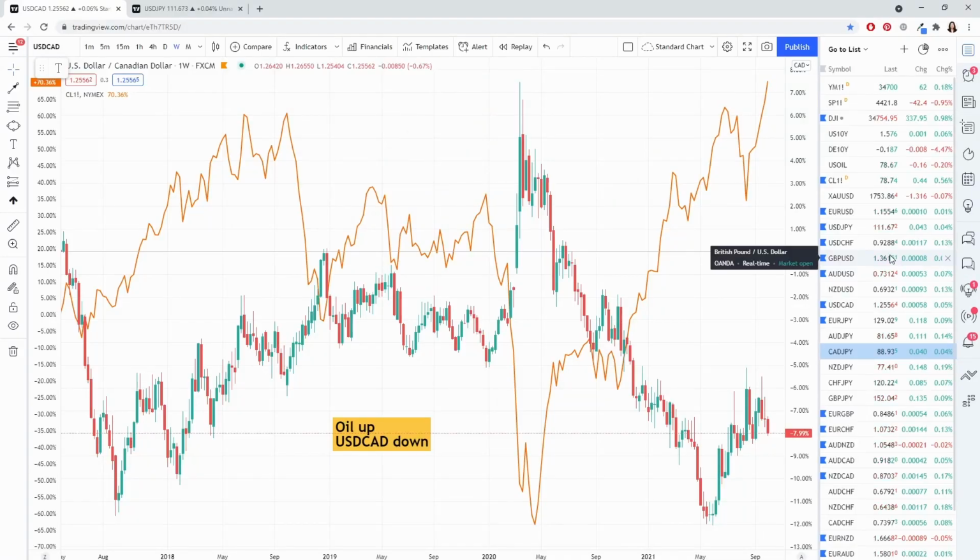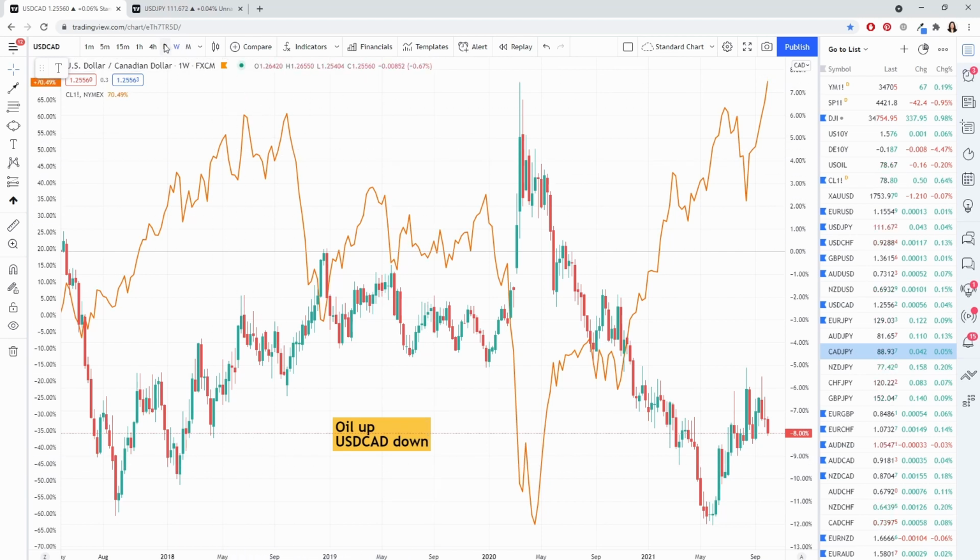In this weekly chart, you can see that there's a strong inverse correlation between oil and dollar CAD. This means that when oil is rising, dollar CAD tends to fall. And when oil, which is the orange line, is falling, dollar CAD, which are the candlesticks, tends to rise. The reason is because when oil goes up, it is bearish for the pair because it drives the bottom of the quote, the Canadian dollar, higher, which is why when oil is up, dollar CAD is down.